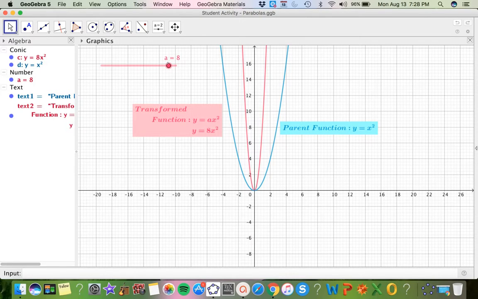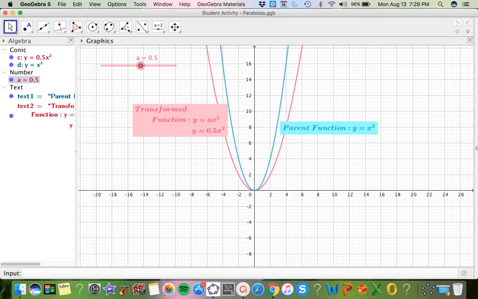So let's see what happens when I decrease my a value. So I'm going to bring it back to 1. Alright, back to the parent function. Let's decrease a. I'm going to bring it down to 1/2. Okay, what do you notice? Well, definitely didn't get narrower. Now it appears to be wider. Okay, let's keep going. Let's bring it down to 0. Okay, well now we have a 0 slope here, a horizontal line. There is no actual parabolic function because anything times 0 is just 0.